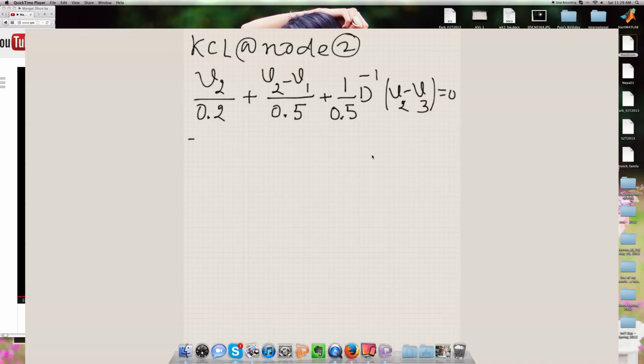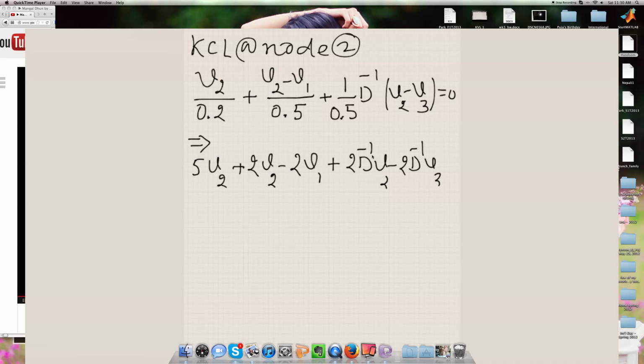So let's simplify this. 1 over 0.2 is 5, so it's a 5 V2 plus 2 V2 minus 2 V1, and with the inductance of 0.5, we also get (2D minus 1) V sub 2 minus (2D minus 1) V sub 3 equals 0.